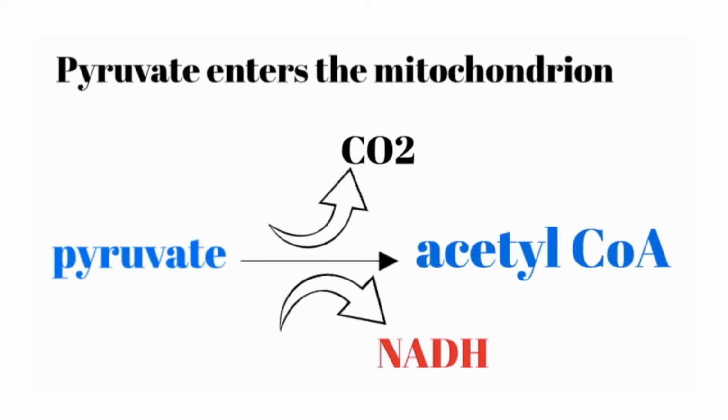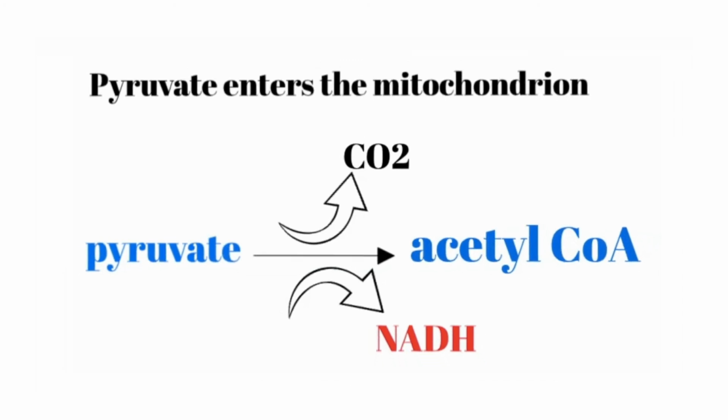So as those 2 pyruvate molecules enter the mitochondria, they are immediately converted to acetyl coenzyme A, which we see on the right here. That process is going to give off 2 molecules of CO2. Keep in mind, it's 2 because we had 2 pyruvate molecules. And it's also going to produce 2 NADH. So the acetyl coenzyme A is going to give up the acetyl group, and that is going to enter the Krebs cycle.